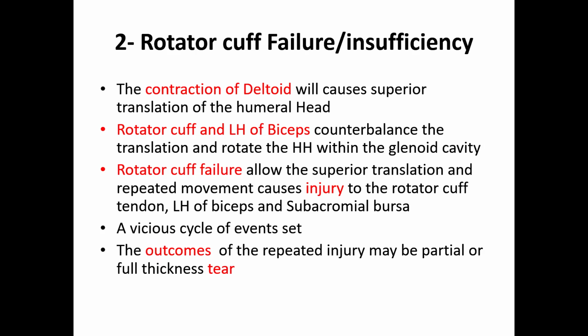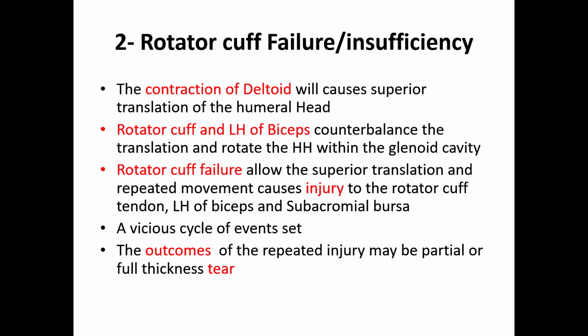Because when the deltoid becomes dominant, it causes superior translation, and the rotator cuff, through compression, keeps the humeral head inside the glenoid cavity. If there is failure of this counterbalance, obviously the deltoid action will be more, which means superior translation of the humeral head. And when superior translation is greater, obviously there will be injury to the rotator cuff tendon, the supraspinatus. Along with this, the other structures which are also present in this space have chances of injury and damage: the long head of the biceps and the subacromial bursa.